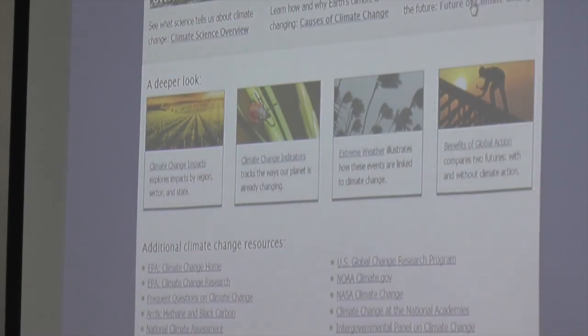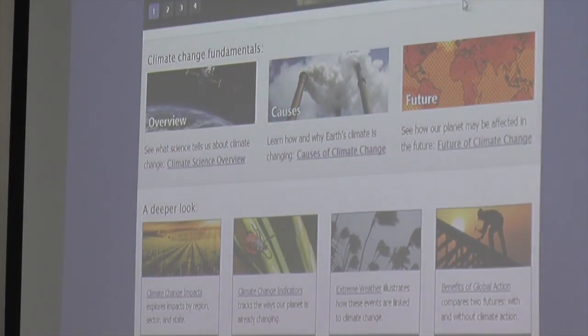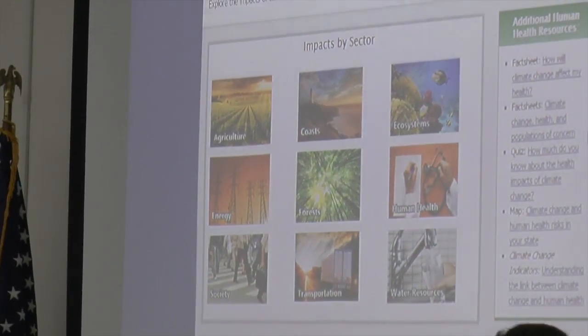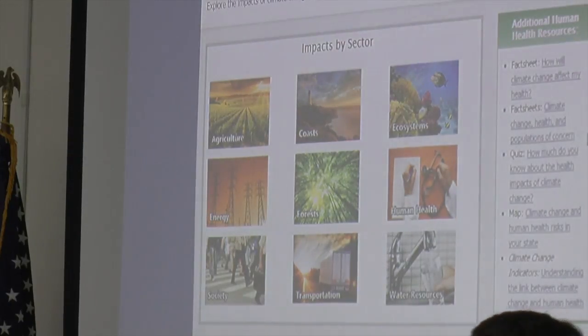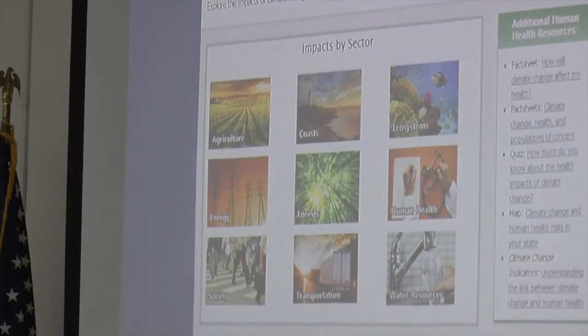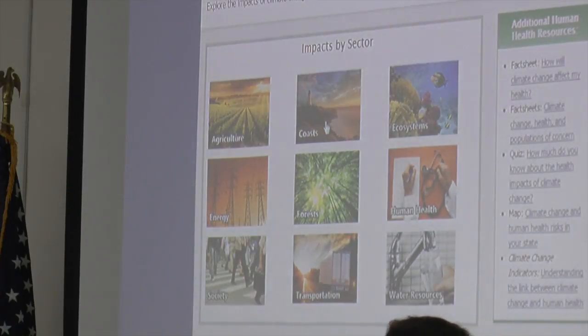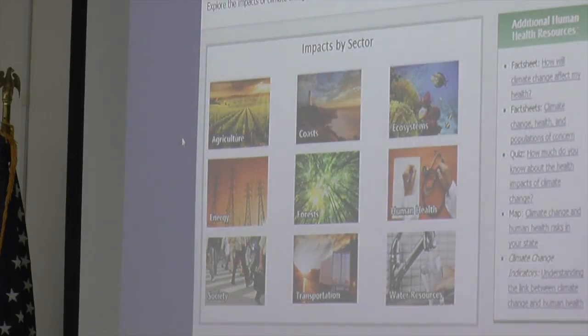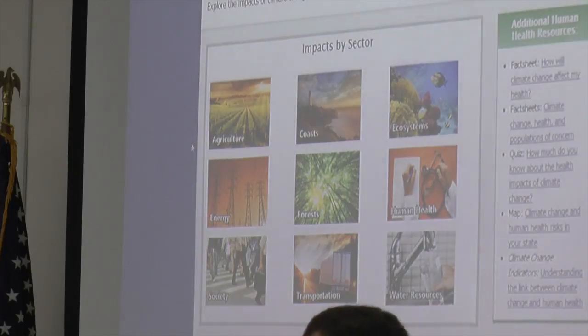And so if you click on impacts, right here, this little one right here. There are 9 categories, and I have copies of all 9 of them, but since we are in 2 groups of 4, I thought, well, we'll take a look at agriculture, coasts, ecosystems, energy, forest, human health, transportation, and water resources, because what's the society impact is kind of a blend of everything. If transportation is impacted, that's going to impact society. Human health is impacted, that's going to impact society. So I left out the society in the interest of having an even number, not because it's not as important.